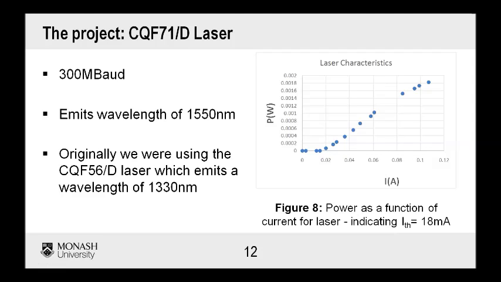The maximum laser switching speed is 300 megabaud. The emitted wavelength is 1515 nanometers. This operates in the C band, which means that it has a low attenuation per kilometer. Originally, we had a Philips CQF56 1330 nanometer laser, which would experience a much higher attenuation per kilometer. By plotting the output electrical power versus drive current, we can see that the threshold current for the laser to switch on is around 18 milliamps.